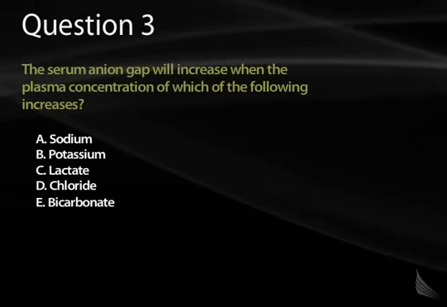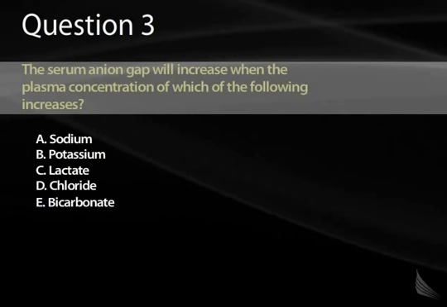Question 3. The serum anion gap will increase when the plasma concentration of which of the following increases? A. Sodium, B. Potassium, C. Lactate, D. Chloride, E. Bicarbonate. Remember, the anion gap increases in the setting of acidoses where the acid is not one of the measured anions present. In this question, the only choice that is consistent with that is lactate, C.